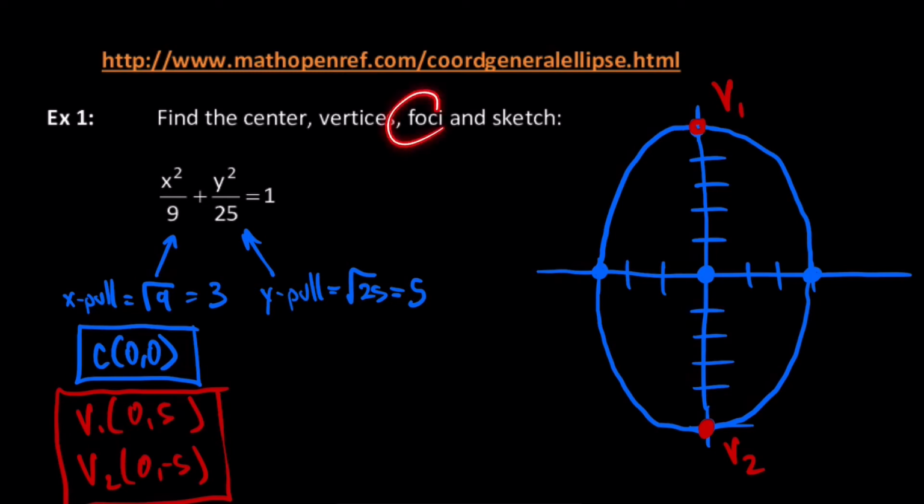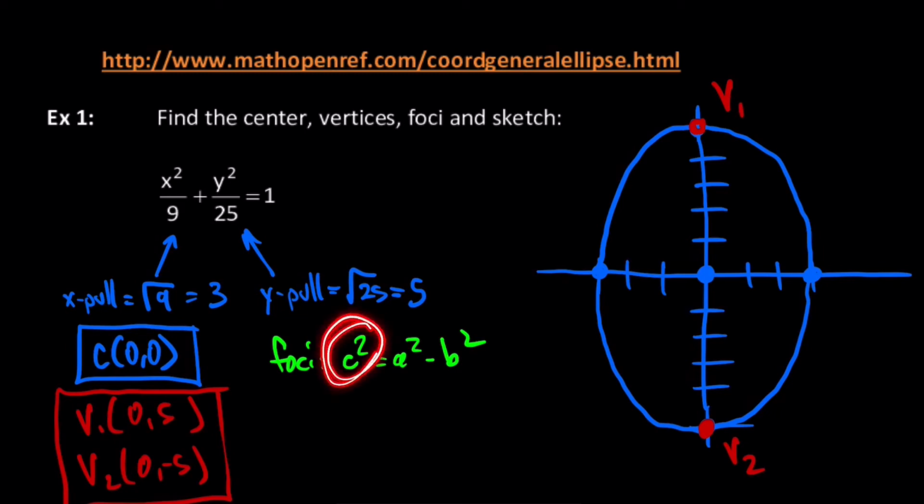Now, the foci. How do you get that? Remember the equation: C squared equals A squared minus B squared. Now, one thing that's kind of nice about this is that this has to be positive, right? The distance from the center to the focus has to be positive. So you're like, well, I don't know which one's A, which one's B. A is always the bigger one. This is A squared, and that's B squared. So I'm going to take 25 minus 9.